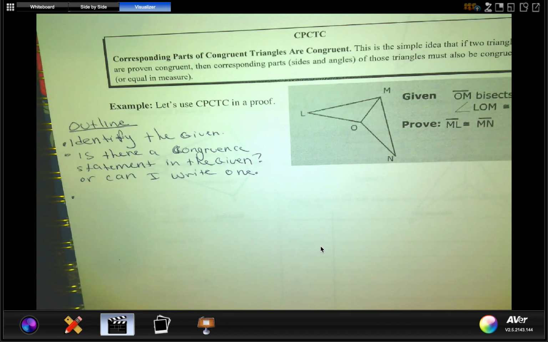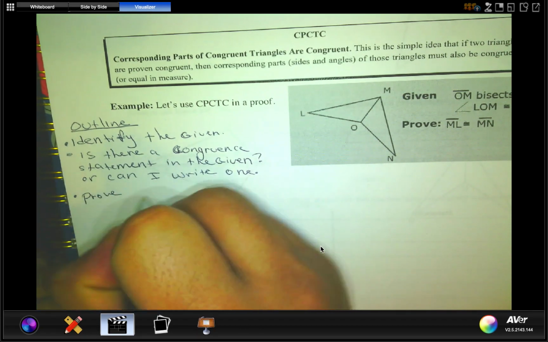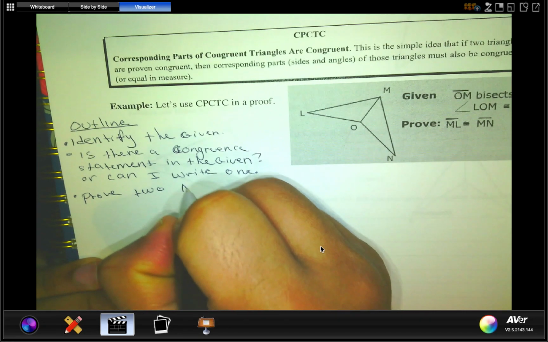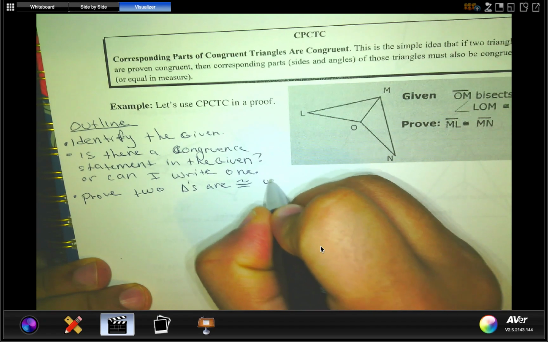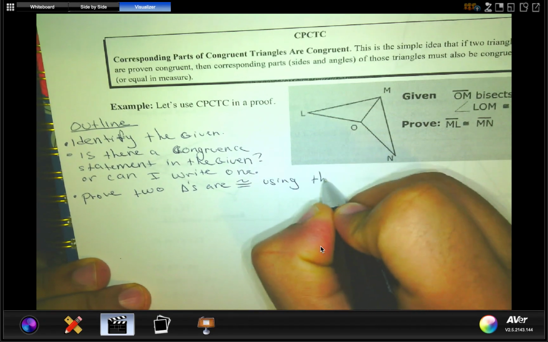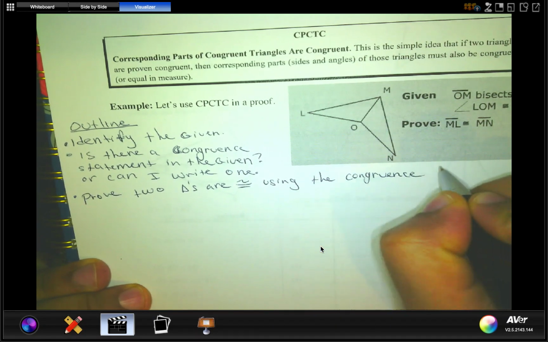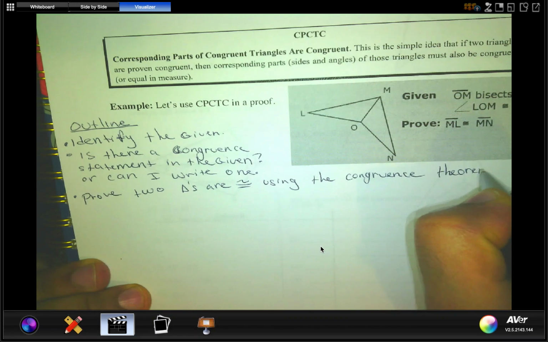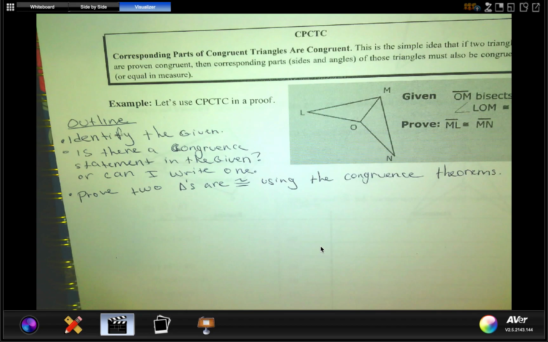And next, we have to prove that the two triangles are congruent using the congruence theorems, right? And we know what the congruence theorems are. We've spoken about three so far, but there are more to come. And then state the proof statement and the reason.